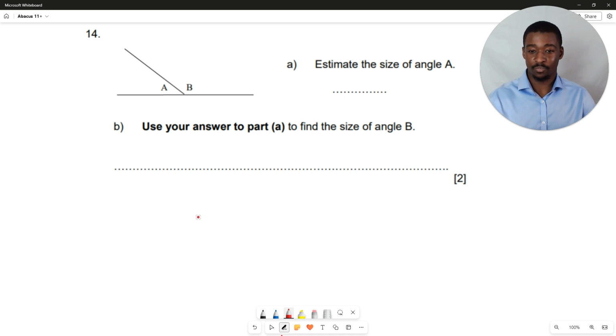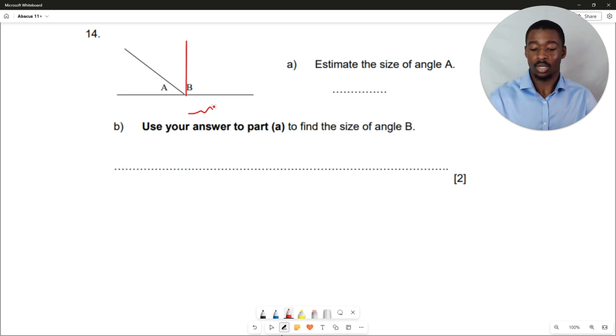Now here for question 14, we have to use some of our knowledge about angles. So let's try and work it out. Part A, estimate the size of angle A. So here, there's no real exact correct number because we have no values. But saying that, there is a range of values that will be acceptable. First of all, we have to understand that we have a straight line. And the angle on a straight line is going to be 180 degrees. And then we also know about right angles, right? Right angles are 90 degrees.